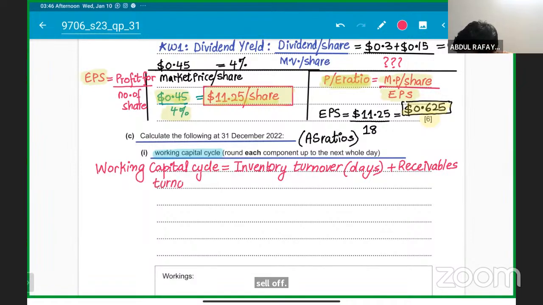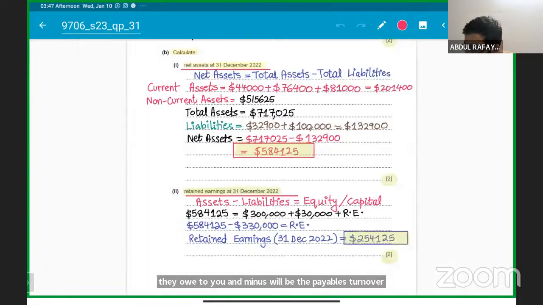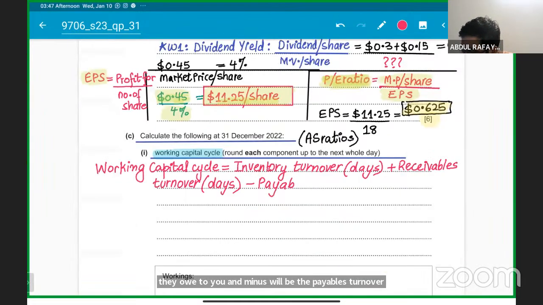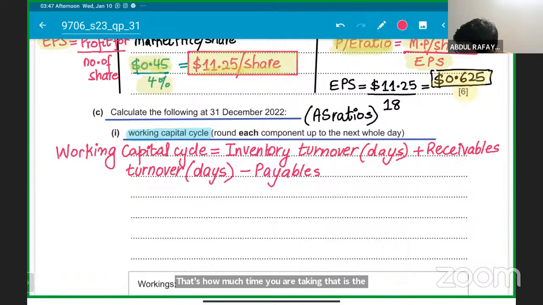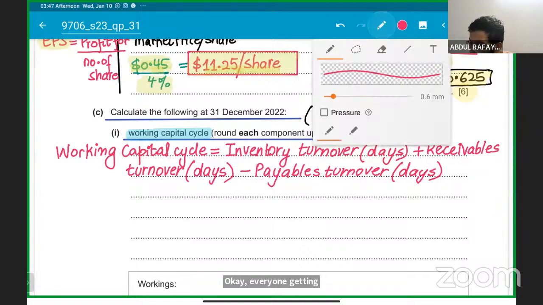Receivable turnover in days means how much time it takes customers to pay you, how much time customers are taking to pay you for the debts they owe to you, and minus will be the payables turnover, that is how much time the company is taking to pay its suppliers in number of days. Okay, everyone getting it? This is the formula. Any doubts? And I will explain you the significance.